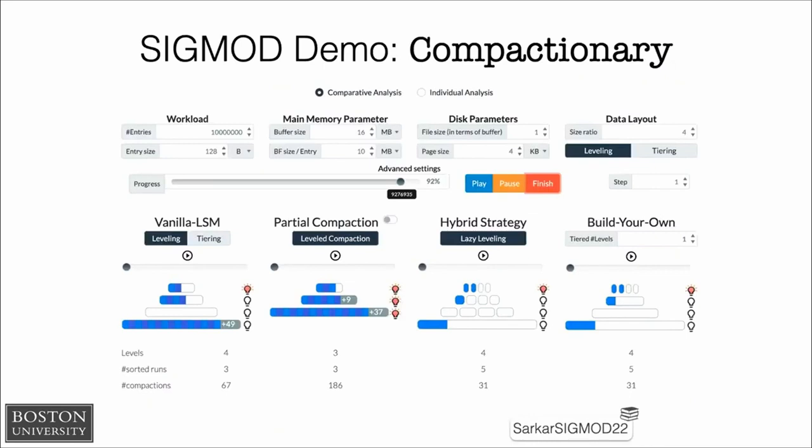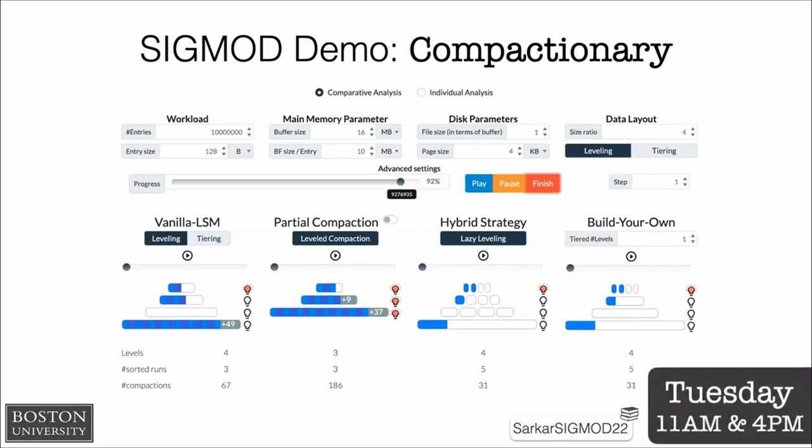We actually have a very cool demonstration of a dictionary for compaction, Compactionary as we call it, in SIGMOD this year. So it's on Tuesday. We have two sessions between 11 a.m. and 4 p.m. And what you can do in this demo is that you can actually look at how different state-of-the-art LSM compaction engines perform. This is a live demonstration of how the files are getting compacted in each level.